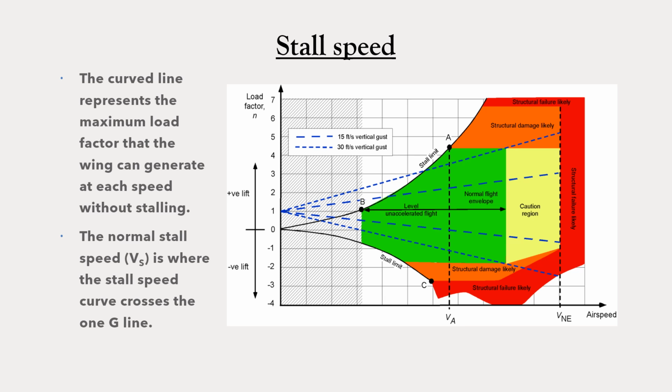Where the stall speed curve crosses the 1G load line, that point labeled B here represents the normal stall speed for the airplane. So the regions in the upper left and lower left on this chart are regions that the airplane is physically incapable of getting to because the wing would stall rather than create that much load.